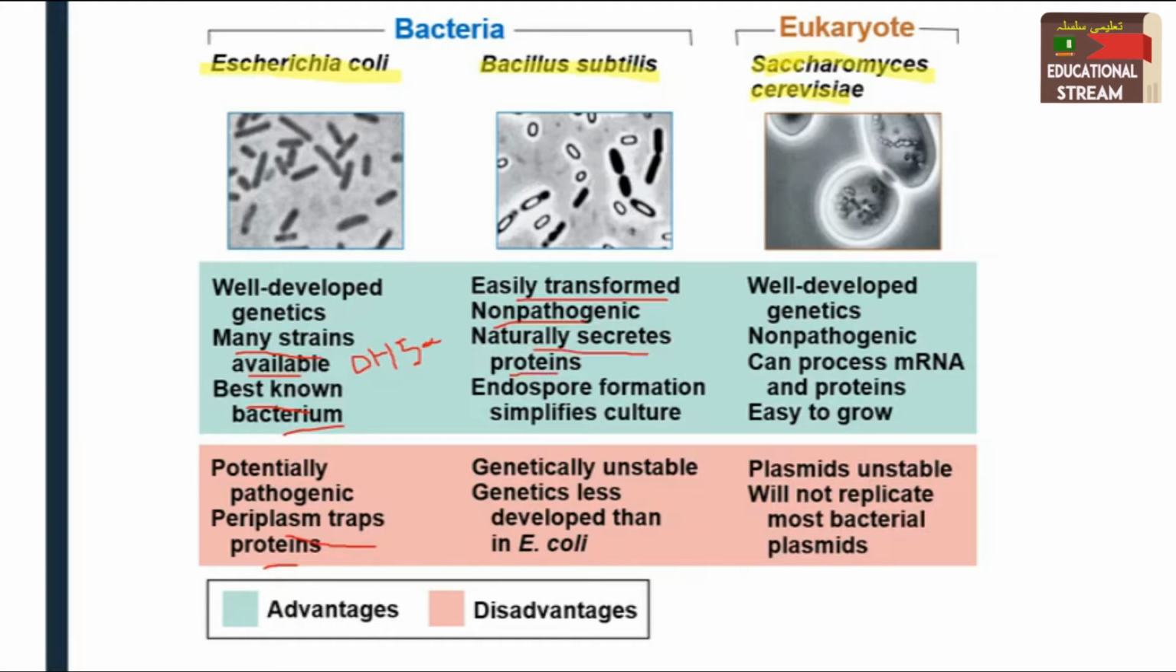Bacillus subtilis is an easily transformed host, it is non-pathogenic, it naturally secretes the proteins which are expressed in it, and it forms endospores, which simplifies the culture. It means that culturing Bacillus subtilis is easy. But its disadvantage is that it is genetically unstable, it is not able to carry the vector for a longer time, and it will lose the vector with the passage of time, and it is genetically less developed in comparison to E. coli.